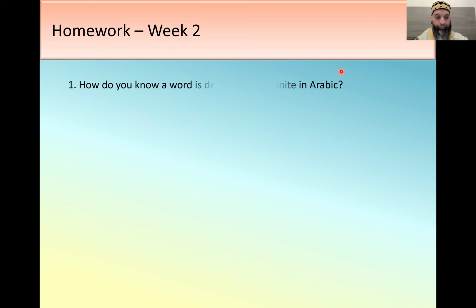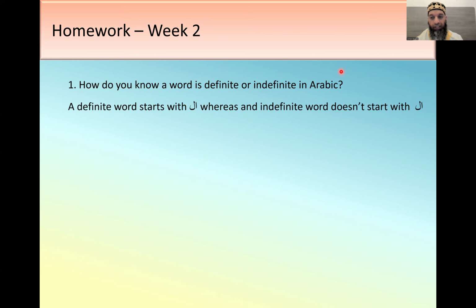How do you know a word is definite or indefinite in Arabic? The definite word starts with al, meaning the, whereas the indefinite word doesn't start with al. An indefinite word would be baytun. Baytun means a house, indefinite because it starts with a. Al-baytu means the house, and it's now definite because it starts with the. So it's definite when it starts with the, and indefinite when it starts with a.